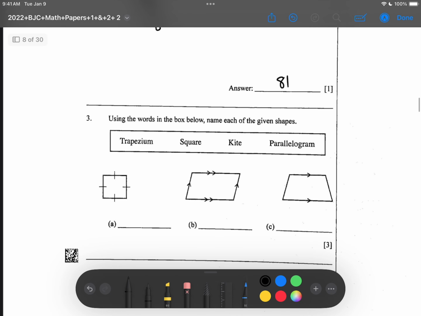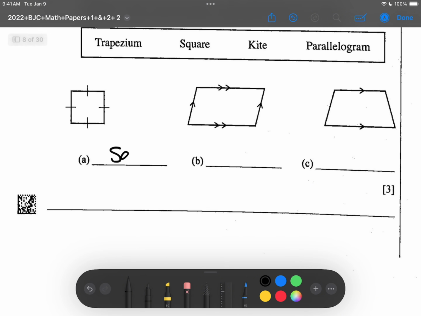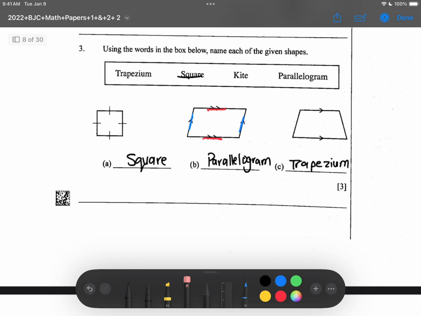Using the words in the box below, name each of the given shapes. So this first one, of course, is a square. Second one, parallelogram, because these are parallel. Here's a different color. These are parallel, and these are parallel. And lastly, trapezium. Definitely not a kite.